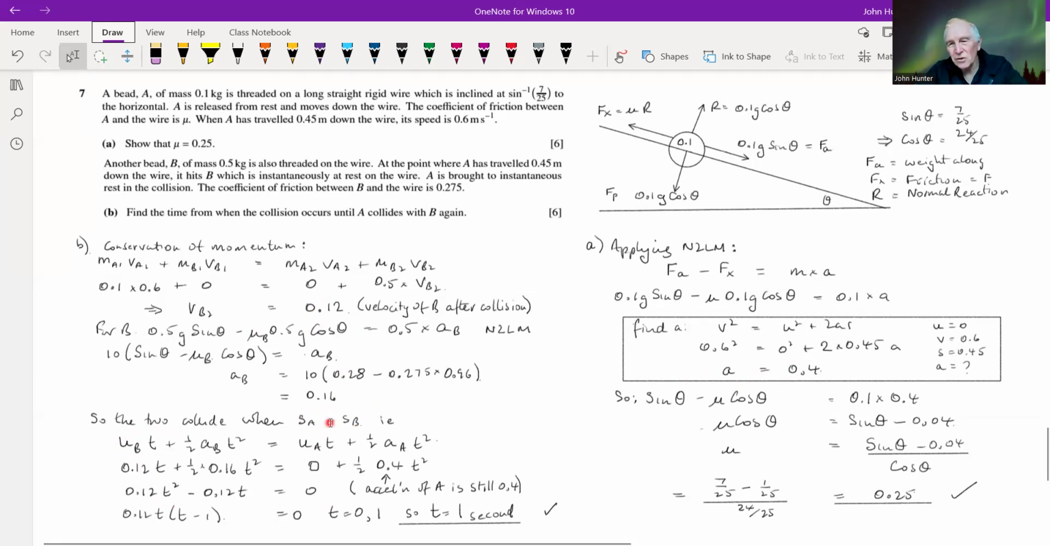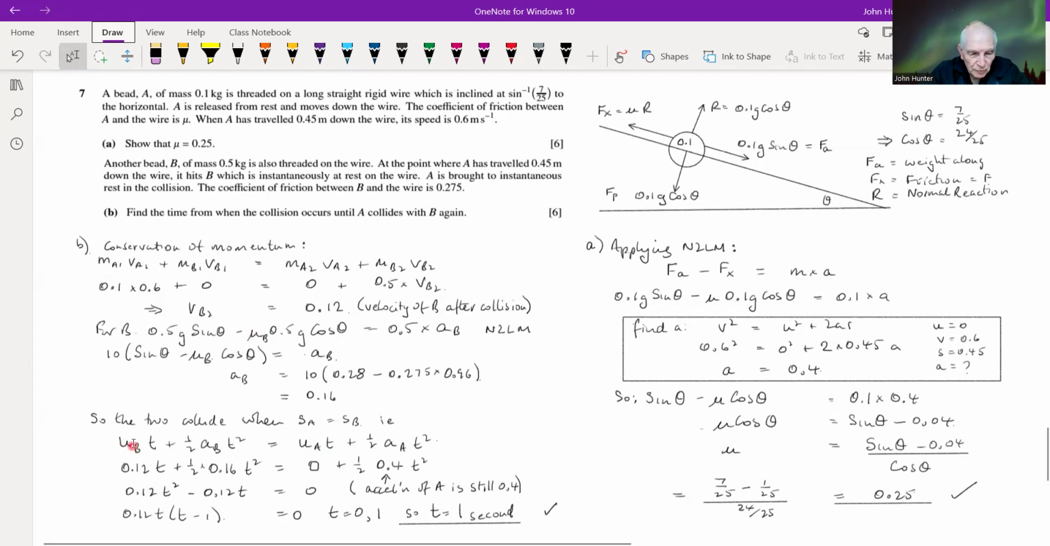Again, another theme that crops up in these kinds of problems. Collisions happen when the displacements are the same, sometimes when the time is the same. So we're going to set up an equation for the displacement of each of them. The displacement of B is going to be given by S equals ut plus half at squared for B, and that's going to be equal to the similar expression for A.